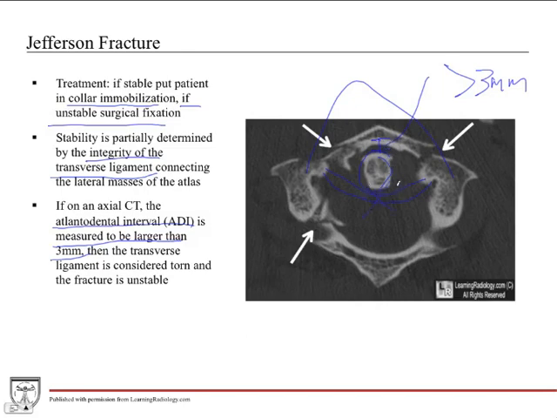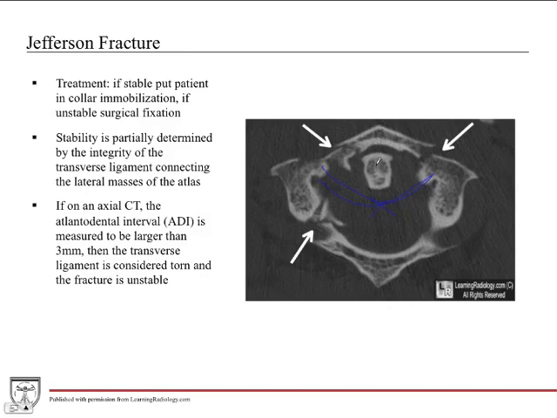It's torn because this transverse ligament helps push this odontoid process, or dens, up against this anterior arch. So think about it, if you tear this ligament because the injury is so bad, you lose this support, and then the dens is able to travel posteriorly, and you make this interval larger than 3 millimeters. And then the fracture is considered unstable.